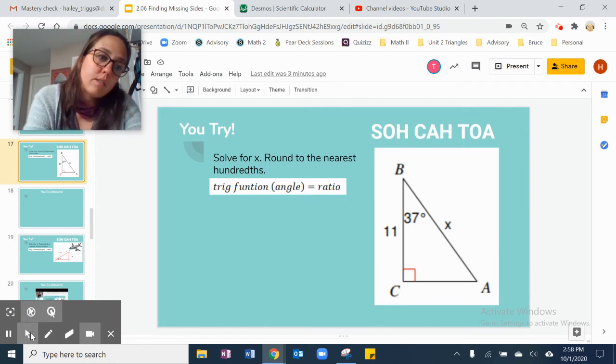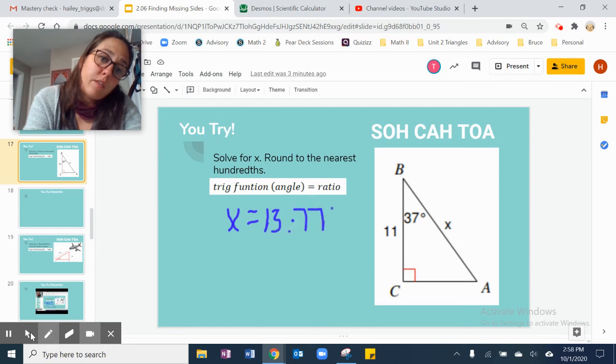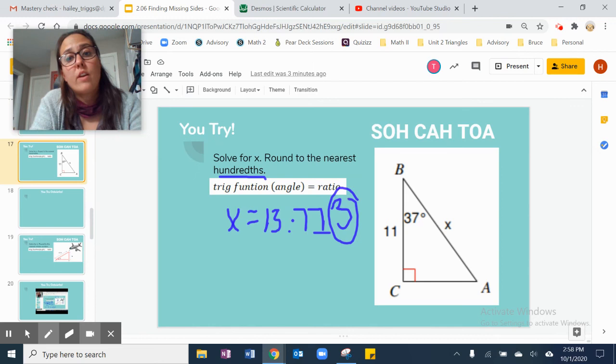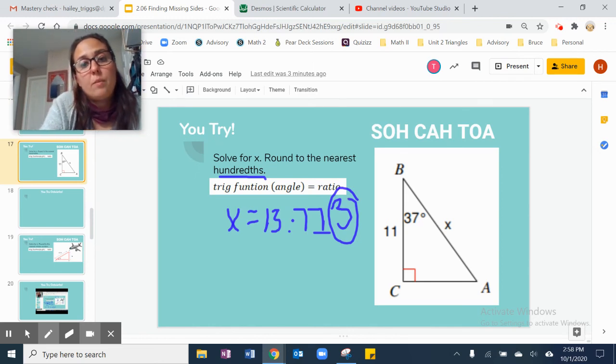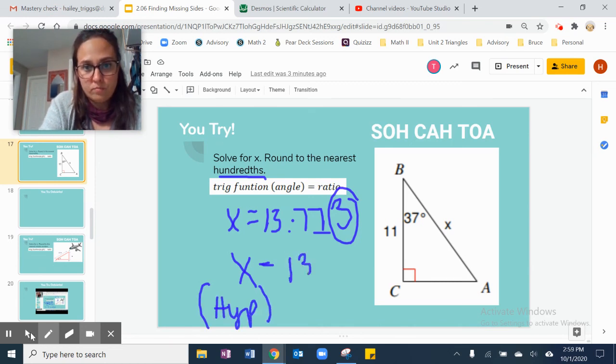So x equals 13.773. We want to round to the nearest hundredths. So does the 3 round the 7 up or keep it the same? Keeps it the same. So that means x, which is the hypotenuse of this triangle, is equal to 13.77.